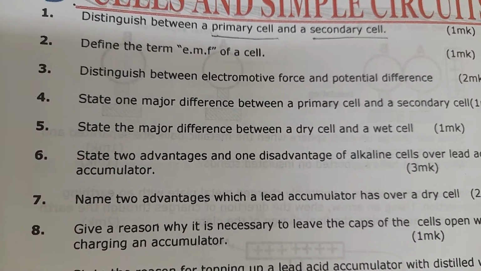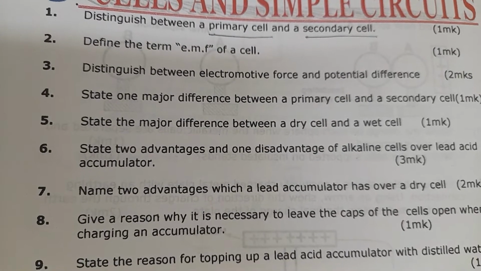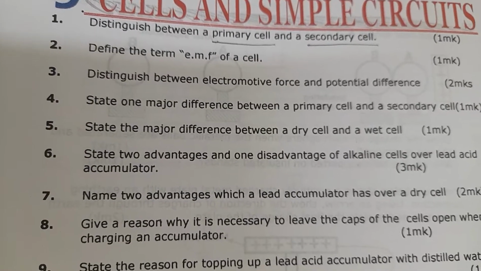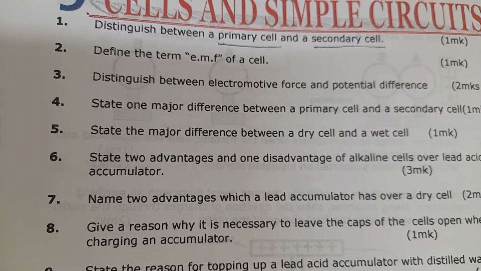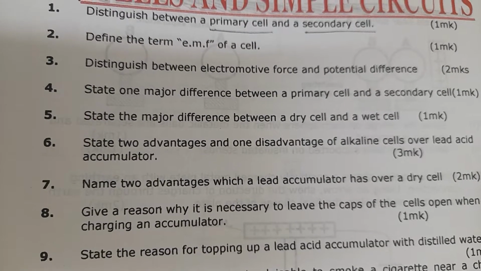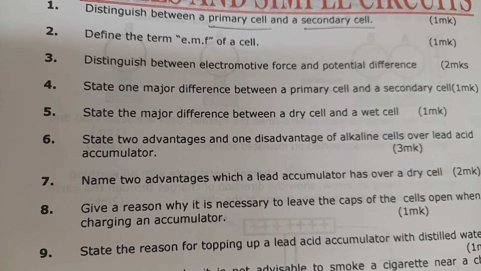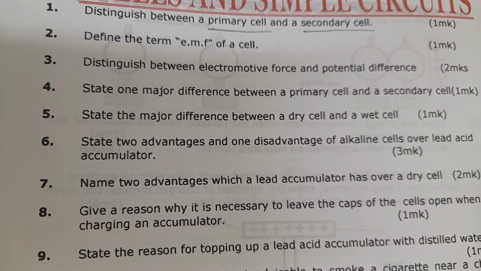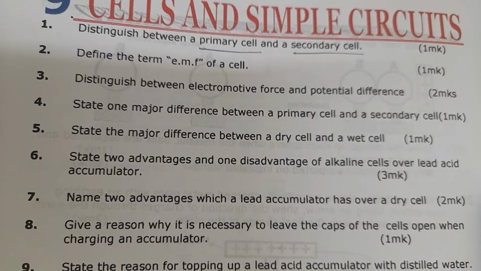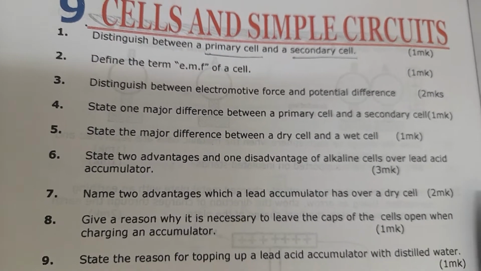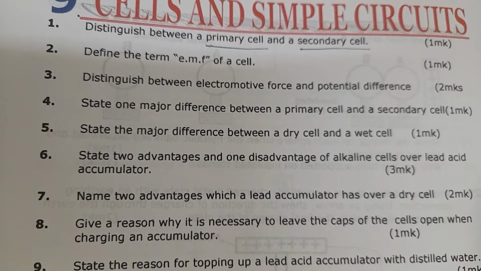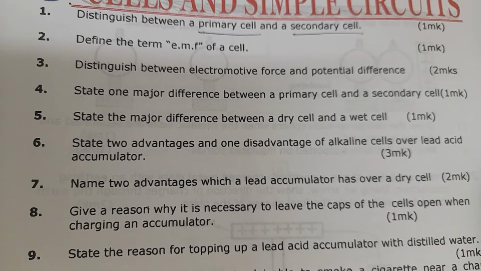Question 2: define EMF of the cell. EMF, in full, is electromotive force. Let me combine question 2 and question 3, because question 3 says distinguish between electromotive force and potential difference. That is, distinguish between EMF and PD. PD is the potential difference. Differentiating is actually defining EMF, then defining potential difference. So we will have answered questions 2 and 3 at the same time.